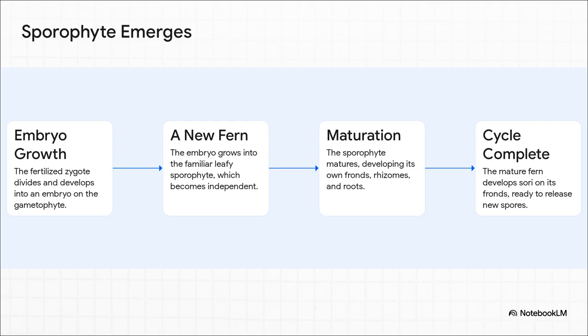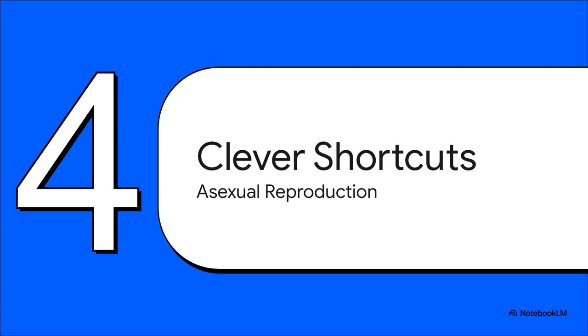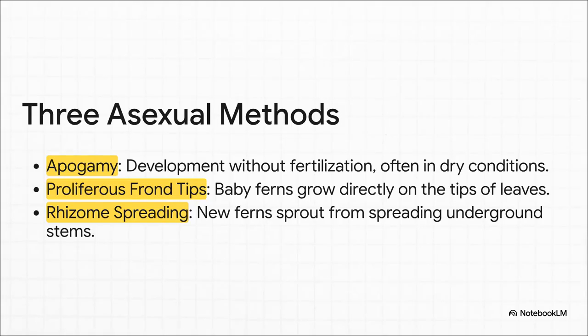But what happens if there isn't enough water? Do the ferns just give up? Not at all. Ferns are way too clever for that. They have some amazing shortcuts up their sleeve, asexual methods for when that two-generation dance just isn't an option. They have a few backup plans. Apogamy allows a new fern to develop without any fertilization at all. It's like a virgin birth in the plant world. Other methods are even more direct, like growing little baby ferns right on the tips of their leaves, or just sprouting new ferns from their underground stems.